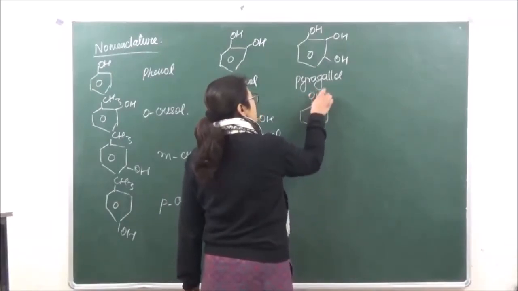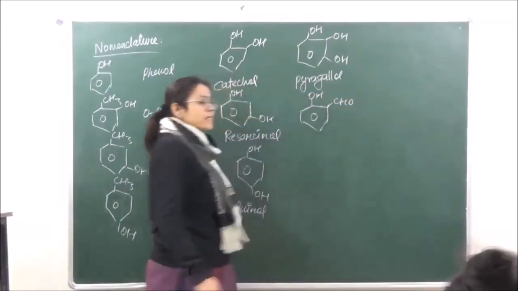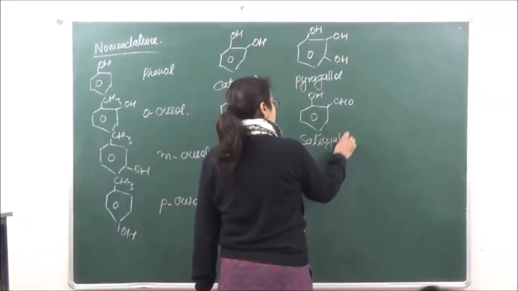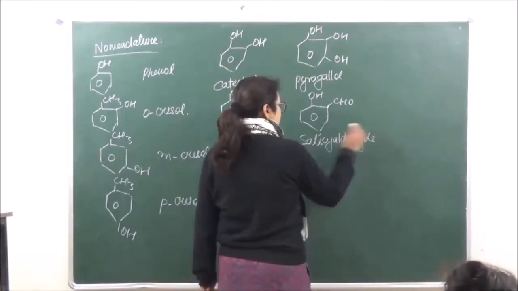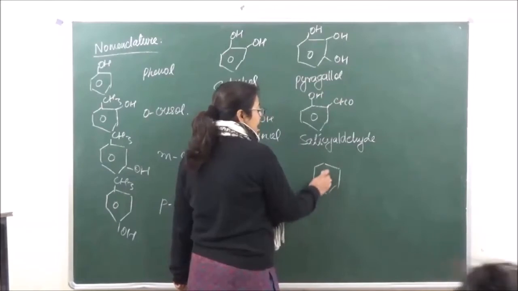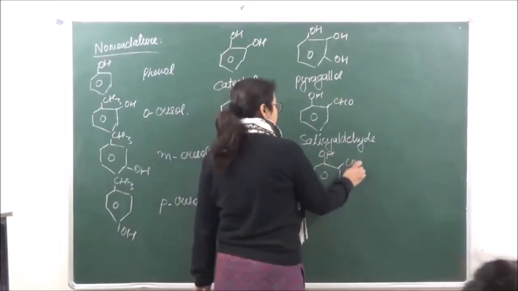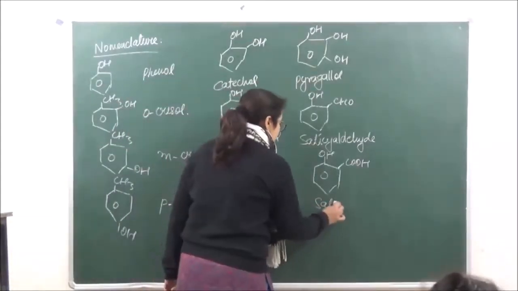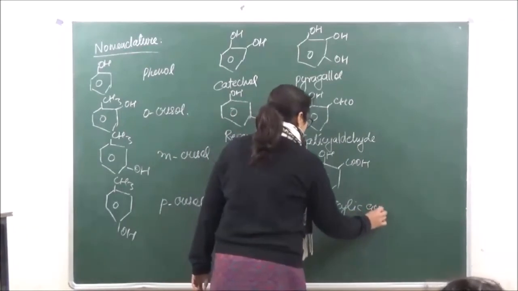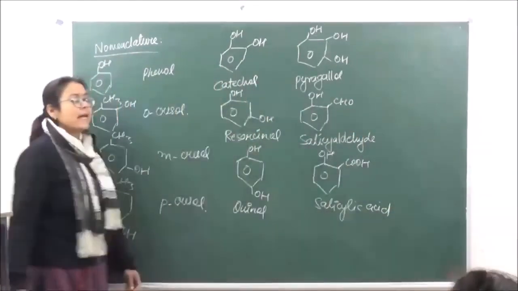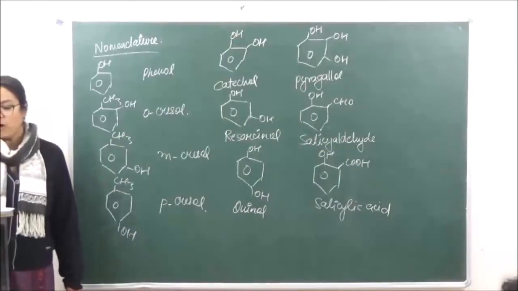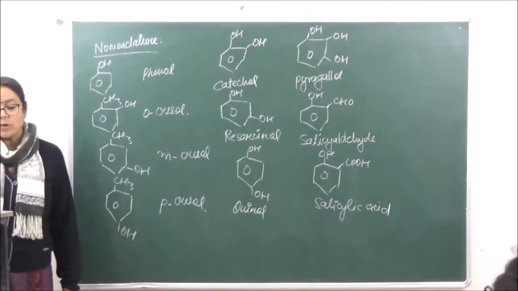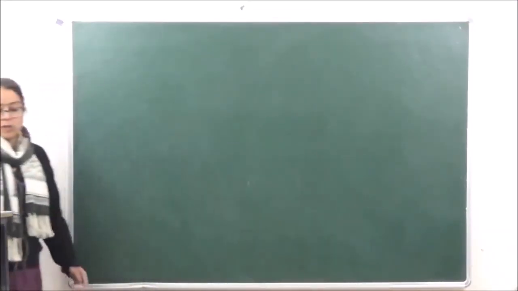In a similar manner, if we have over here OH and CHO group present, then this is known as salicylaldehyde. And if in case instead of CHO we have COOH group present, then this is known as salicylic acid. Okay, so these are a few of the common names which you need to know. Then let's go on to the isomerism in alcohols. Let's now go on to the isomerism.